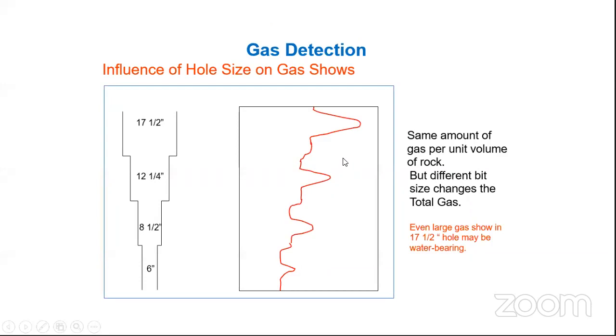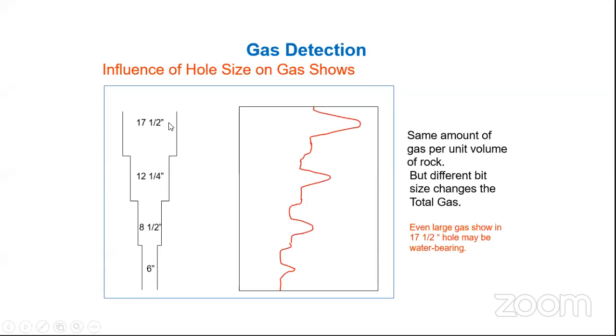Another very important thing: when we say a percentage of the gas, total gas, maybe 5%, 10%, 1%, 2%, that doesn't mean anything by itself. What we need to see is what hole size it is coming from. There are many factors. In this case it is the same gas, but with the bigger size, even if it is the same formation, if more volume is drilled, more gas is liberated.